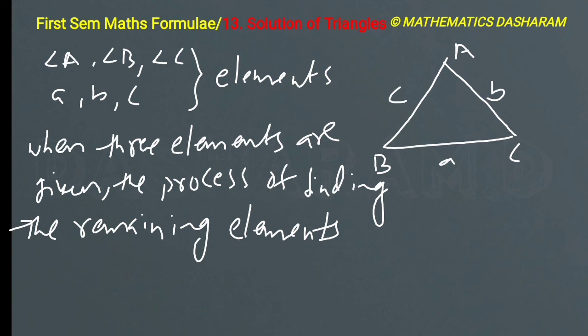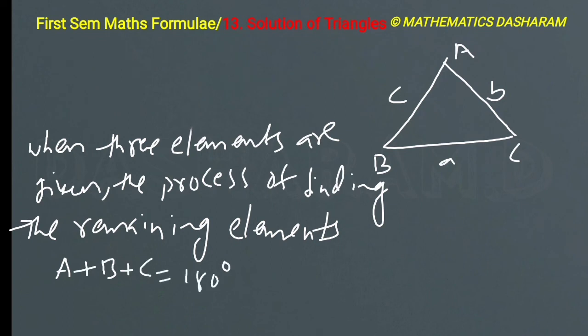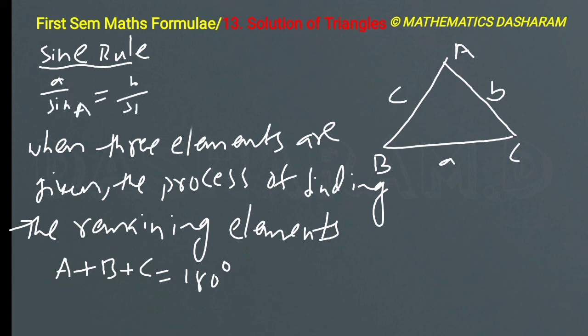In the given three elements, one of the elements should be a side. To find the remaining three elements of a triangle, the important formulas are, first of all, the sum of the three angles equals 180 degrees. Next one is the sine rule: a by sin A equals b by sin B equals c by sin C, which equals 2 into capital R.